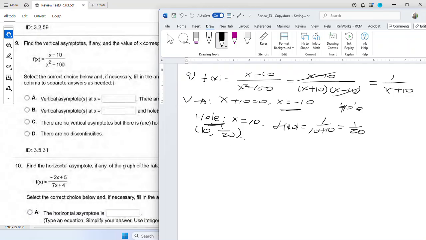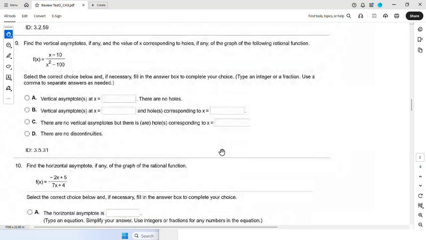Okay? When you have a common factor that cancels out, it's a hole, not a vertical asymptote. So the vertical asymptote is only 1 in here. All right? So that's the one you have to be very careful about. Okay? A hole corresponds to x equal to +10 in here.